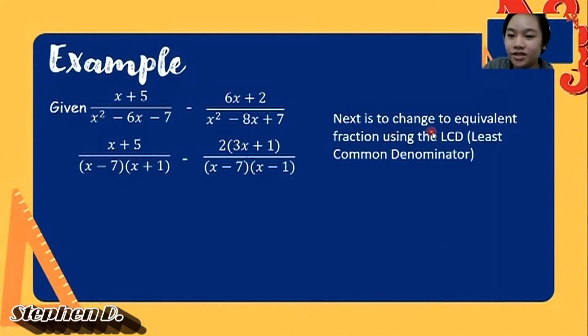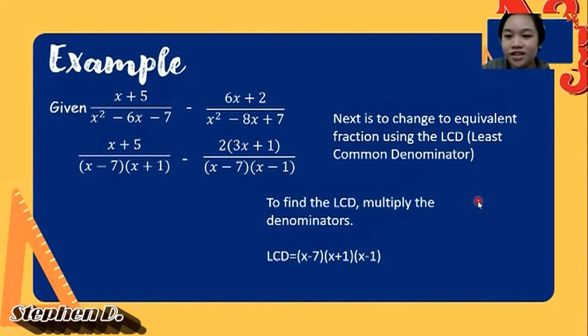Next is to change to the equivalent fraction using the LCD or the least common denominator. To find the LCD, multiply the denominators. So our LCD is the quantity of x minus 7 times the quantity of x plus 1 times the quantity of x minus 1. So both terms have x minus 7, so all you need to do is to copy one of them. That's why we got our LCD.